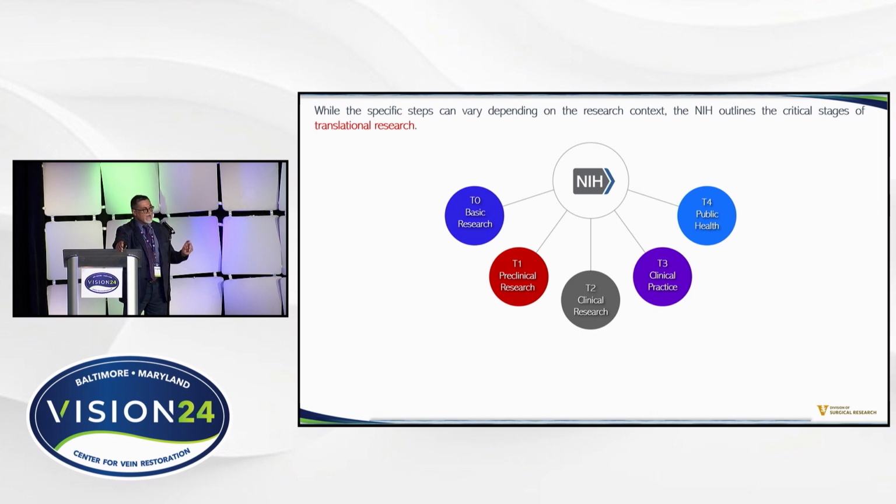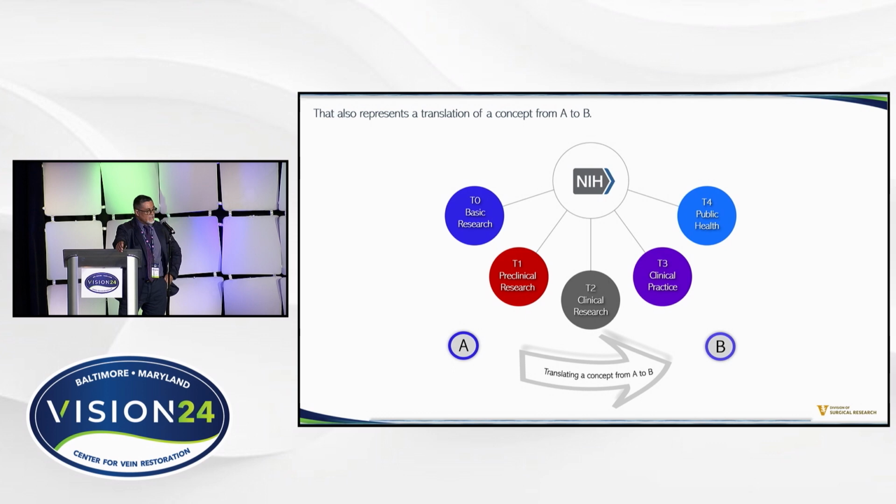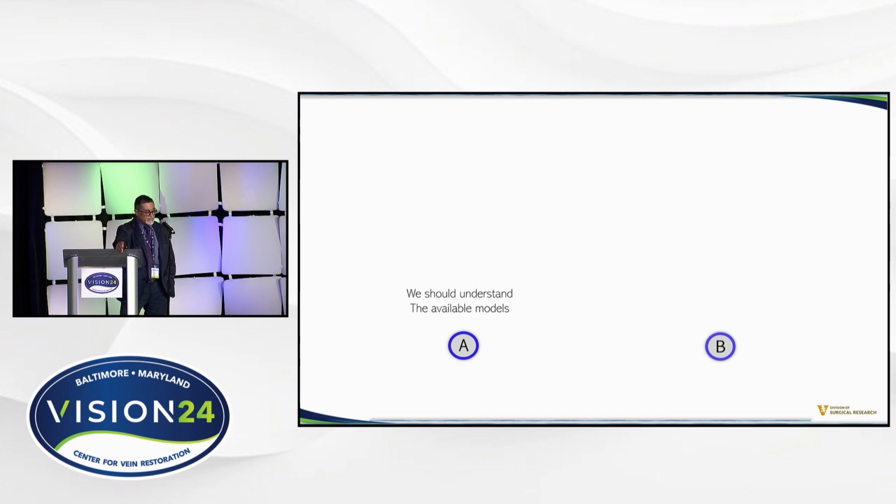And the NIH outlines the critical stages of translational research in this classification, from translational 0 or T0, basic science, all the way to T4, public health. But again, we are talking about translating the concept between A and B. And in order to do that, we should, I should say must, understand the available models, but also we should understand the disease that we try to model. And this is what we will develop in the rest of the slides.